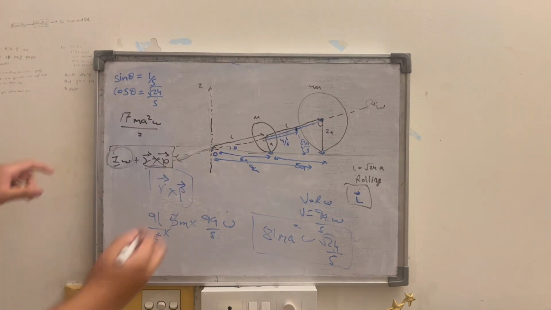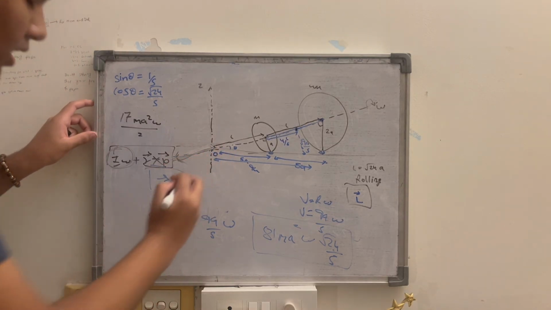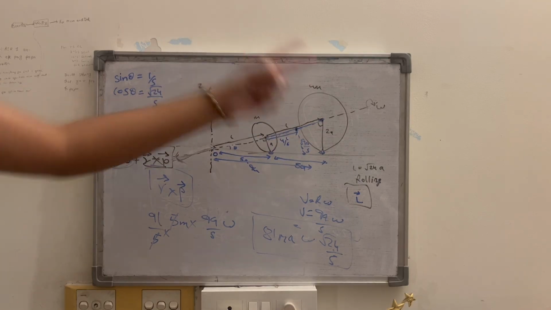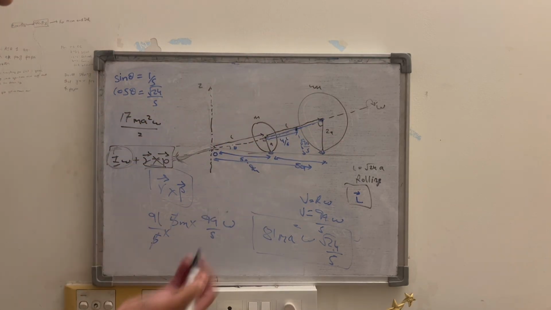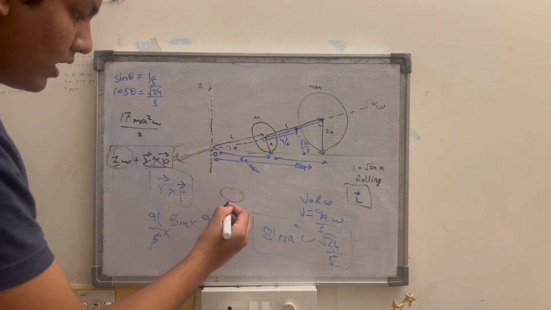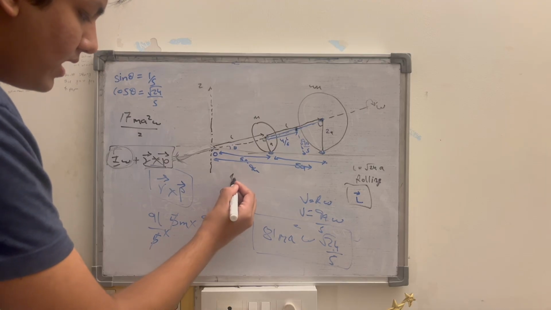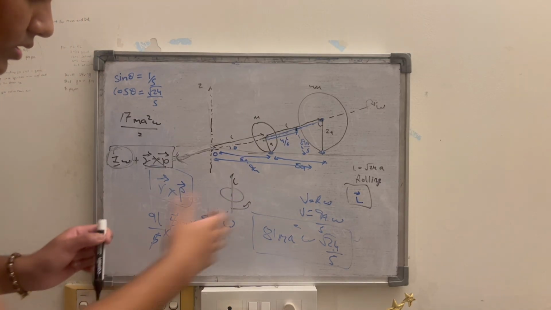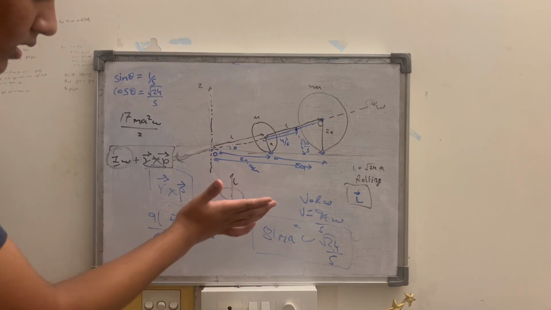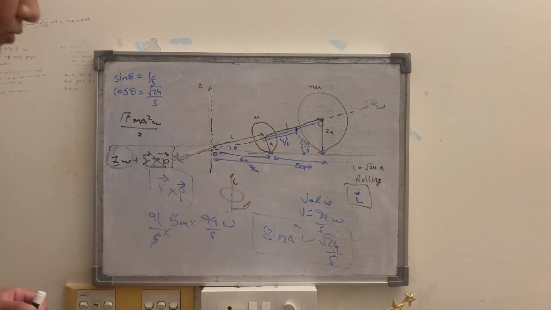Like this. This is the direction of the angular momentum of these discs rotating. How can I explain this? If there is this disc rotating like this, its angular momentum direction is like this, L, right? It's rotating like this, L, right?